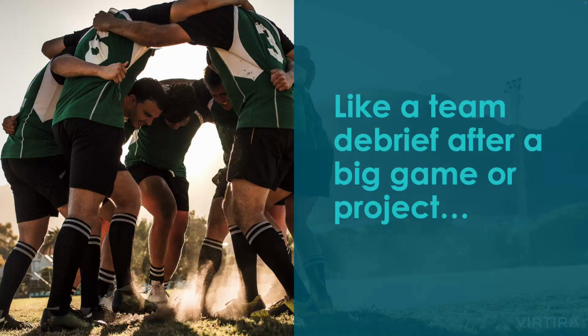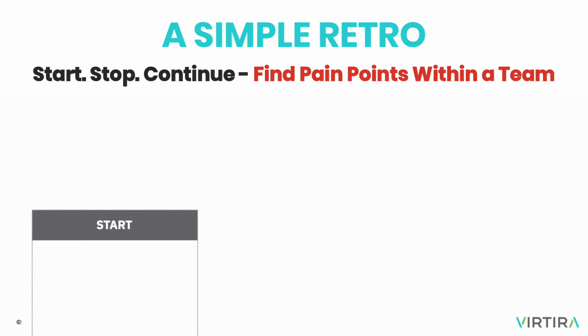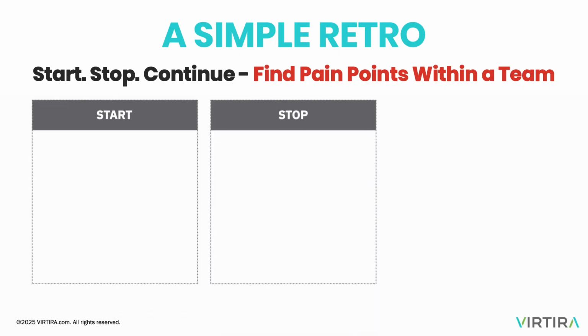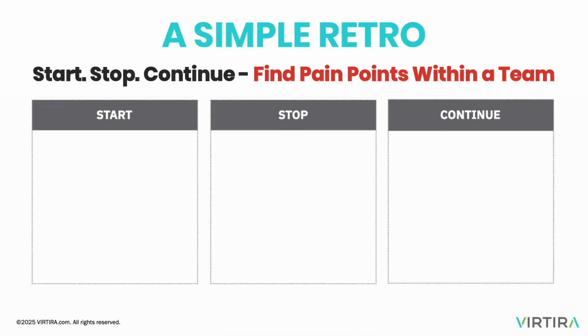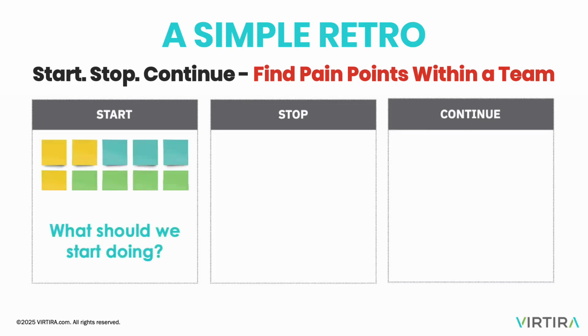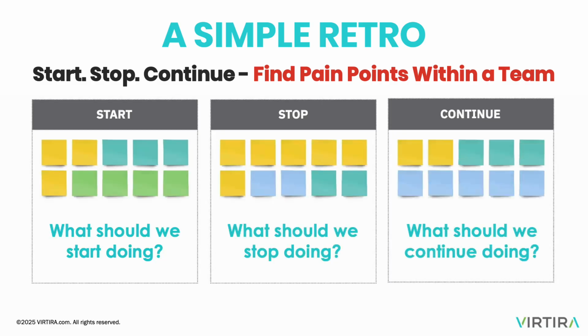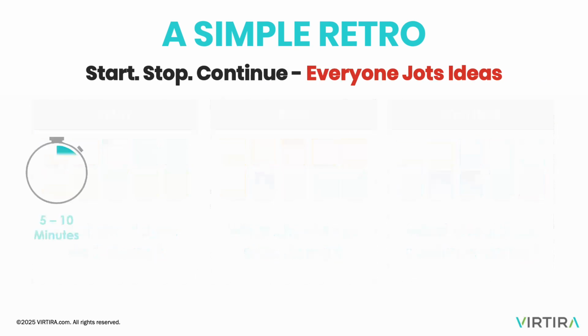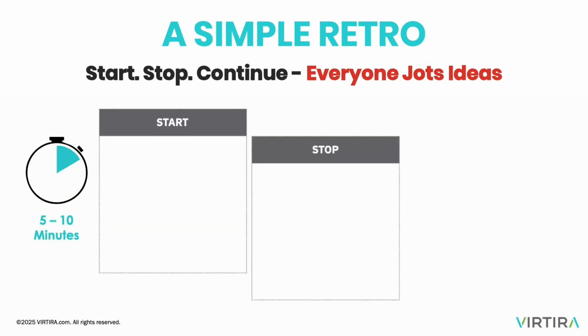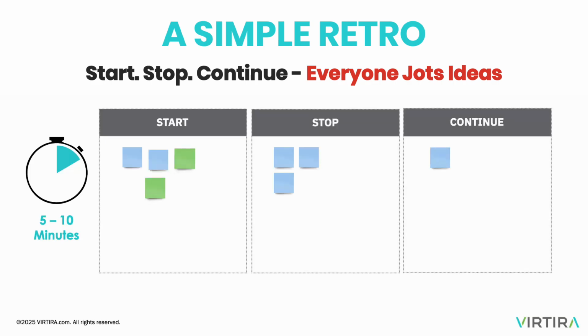To get the ball rolling, it's probably easiest with a simple retrospective example. The granddaddy of the retrospective is the start, stop, and continue. Very simply, it helps teams discover things they should start doing, things they should stop doing, and things they should continue doing. You get people together in a room or a virtual meeting space. Give them 5 to 10 minutes to think about things they should start, stop, and continue doing.